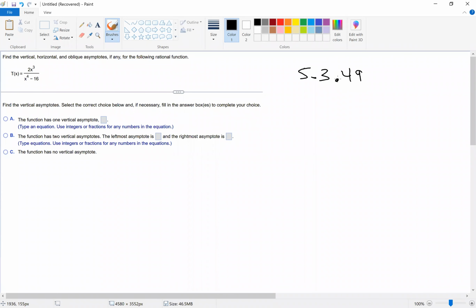All right, we're going to work on another problem where we are finding the vertical, horizontal, and oblique asymptotes. Our function this time says T of x. T of x is equal to 2x cubed divided by x to the fourth minus 16. We should factor this thing first.